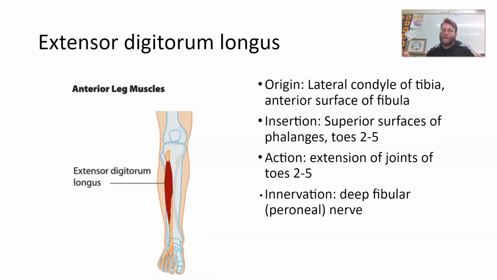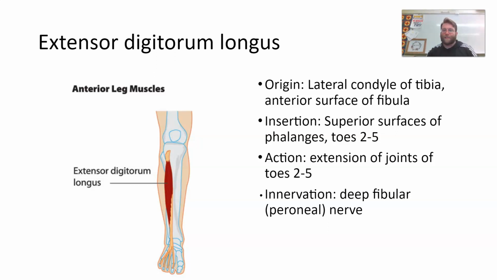The last muscles that we're going to look at are muscles that help movement in the ankle and of the toes. And so one of those is the extensor digitorum longus. This is going to be running across the anterior surface of your tibia. It's going to originate on the lateral condyle of the tibia, run all the way down the length of your fibula. And it's going to insert onto the surfaces of your toes 2 through 5.